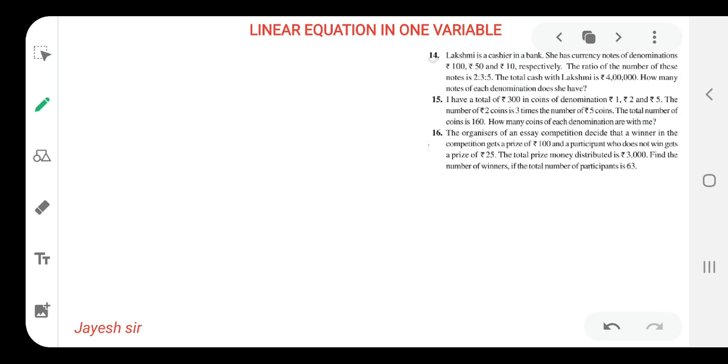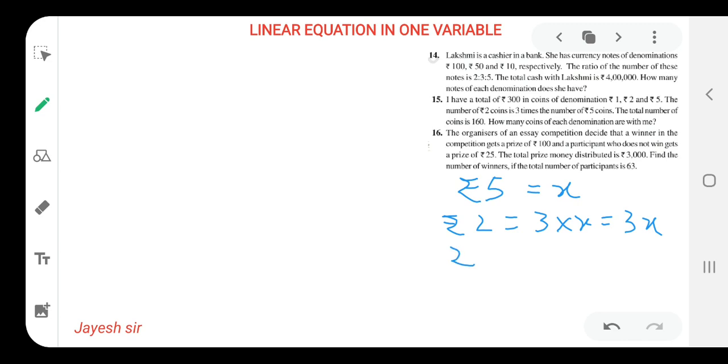The number of 2 rupee coins is 3 times the number of 5 rupee coins. So the sum starts with the 5 rupee coin, which should be assumed as x, because the 2 rupee coins are 3 times that of x. So 2 rupee coins would be 3 times the 5 rupee coins. The 5 rupee coins we have taken as x, so 2 rupee coins would be 3x. Directly we can say. Now the total number of coins is 160.